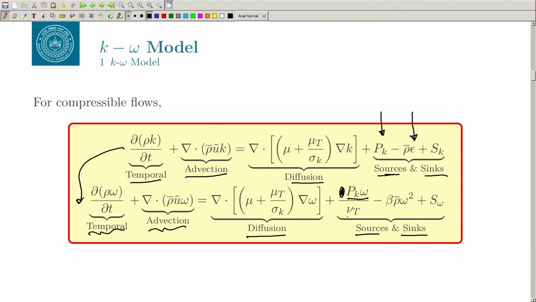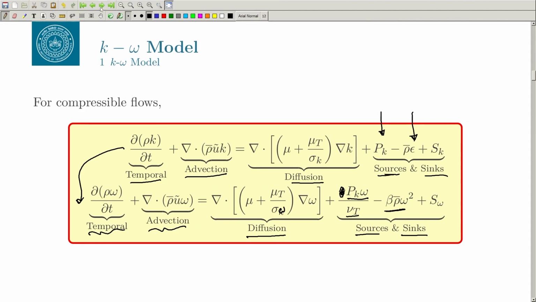So, P k omega by nu t, and there is another term for production of the specific dissipation rate, and destruction of the dissipation rate, or basically dissipation of the dissipation rate. This will be omega again. So, we got the equation for k and omega.